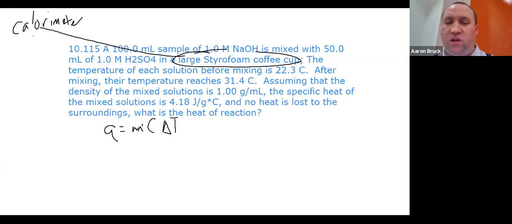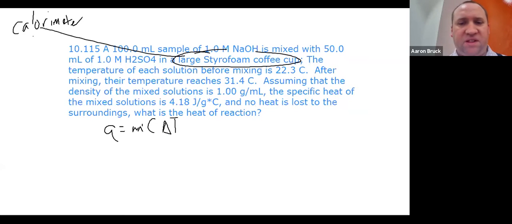So I would have to do a Q equals MC delta T for the sodium hydroxide and a Q equals MC delta T for the sulfuric acid. And then I would have to add those two together to get ultimately the heat of reaction. Since they're at the same temperature, though, I can combine them together from the start and do just one calculation. So that does save us a little bit of time.